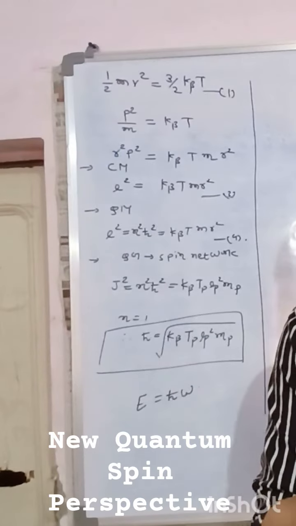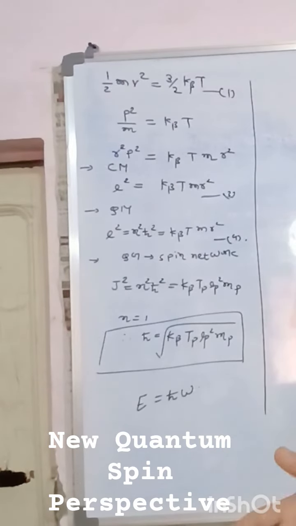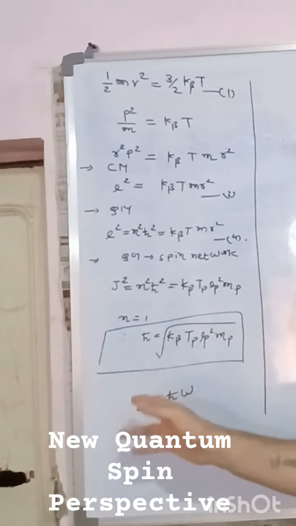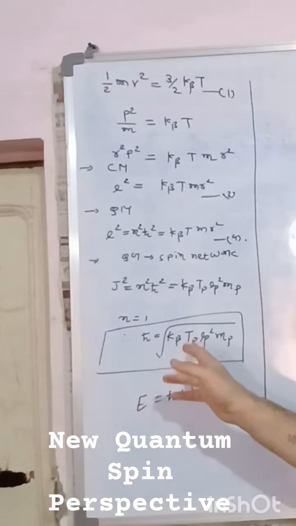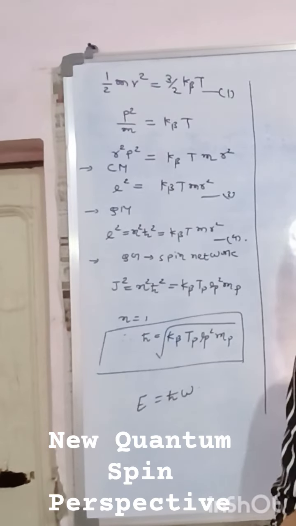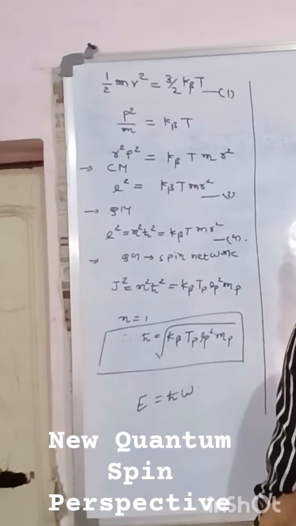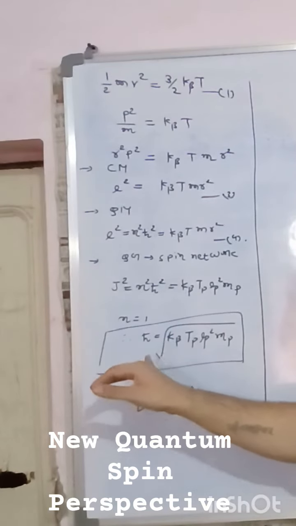If we consider the integer n equal to 1 in this equation, we can have the final equation, that is the reduced Planck constant, ħ = √(k_B T_P L_P² m_P). Here in the subscript of temperature, mass and length or radius, I have used capital P, which shows Planck units. So I have obtained this novel formula for ħ.